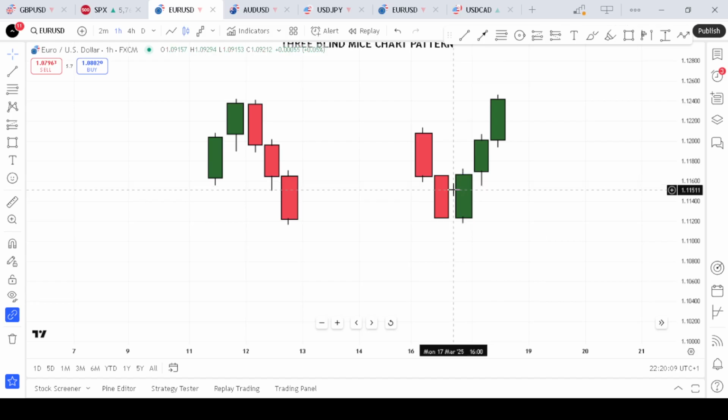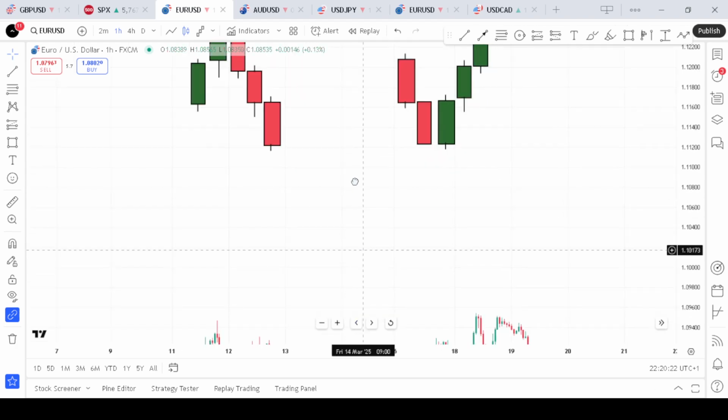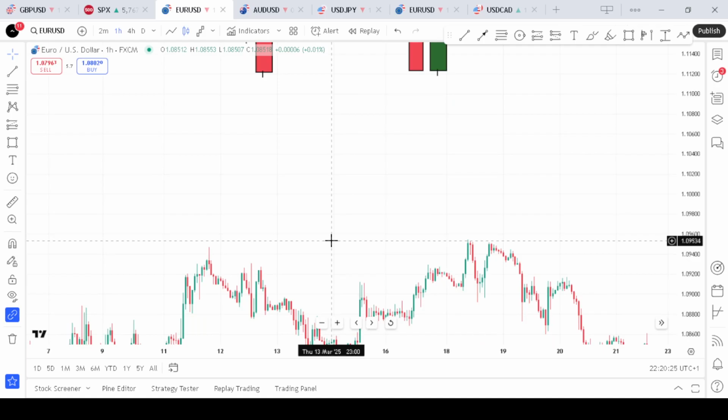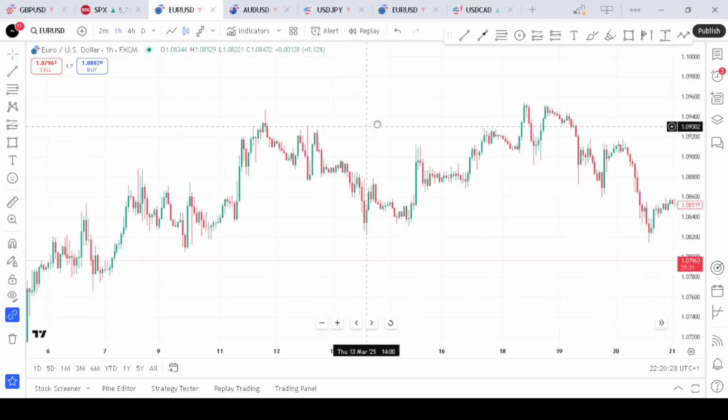When analyzing this pattern on your chart, you have to pay attention to its clean formation without significant shadows. This clarity reflects strong market sentiment behind each move. Now let's go to the real chart to see if we can spot some of these patterns, and we'll see how we can trade using the 3 mice pattern.